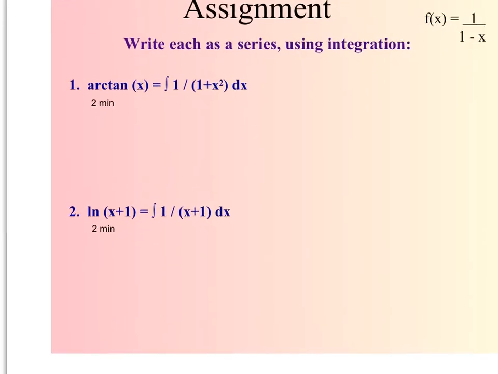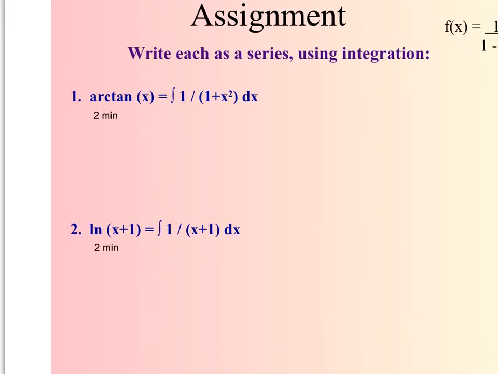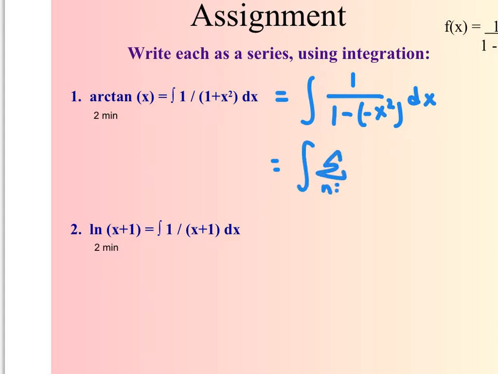Alright, so here we go. Let's try to apply this to the situation here. Alright, so this would be the same as the integral of 1 over 1 minus a negative x squared dx. Okay, and I can do a direct translation of that into a power series. Once it's in that simple form like we have up here, that would be negative x squared to the n power. Alright, looks like we'll have an alternator on this one.